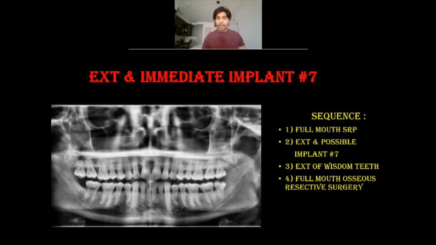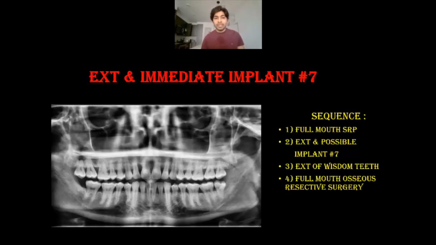So coming back to my anterior immediate implant placement. This is the panoramic radiograph of my patient. The chief complaint of the patient was pain on chewing in the number 7 area. There was grade 2 mobility. Along with that, the patient had generalized severe bone loss. Also, he had wisdom teeth present, numbers 1, 16, and 17.